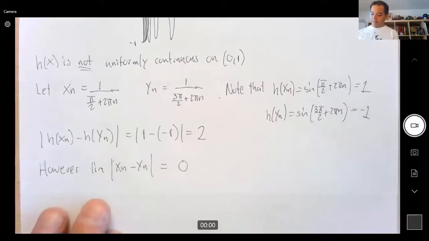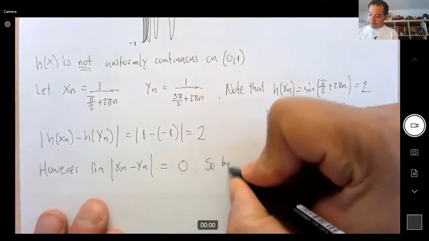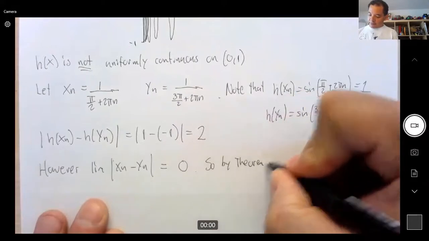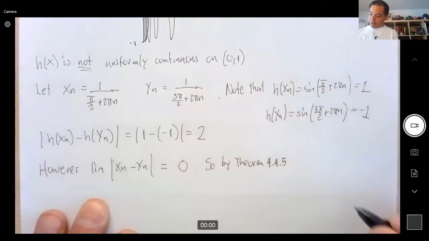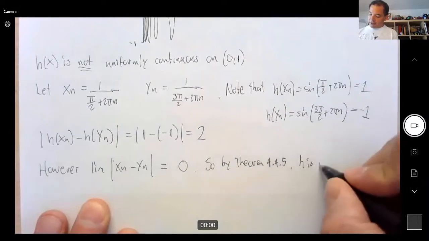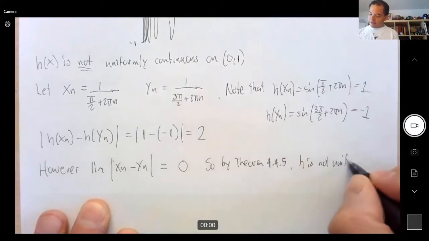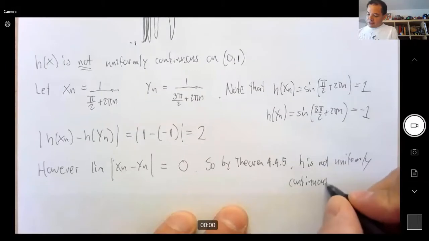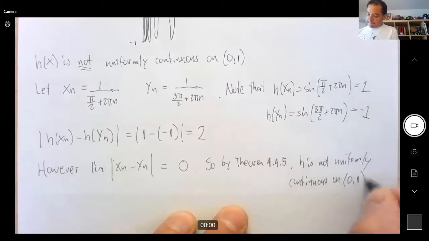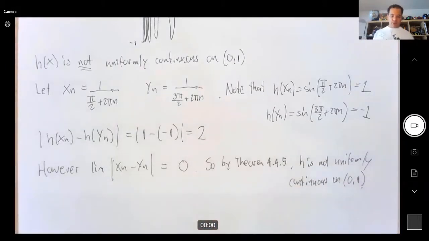So by theorem 4.4.5, the previous one, H is not uniformly continuous on (0, 1). All right? Okay, so that's one of them.